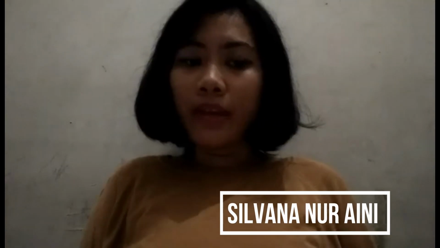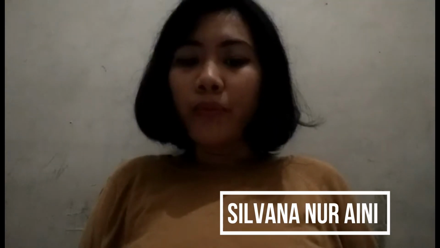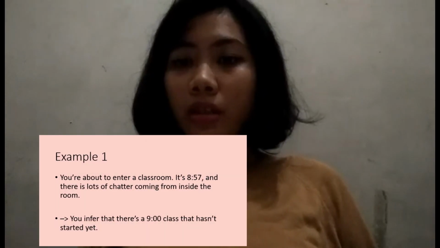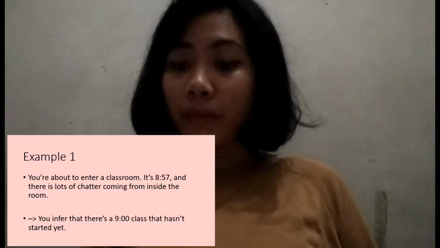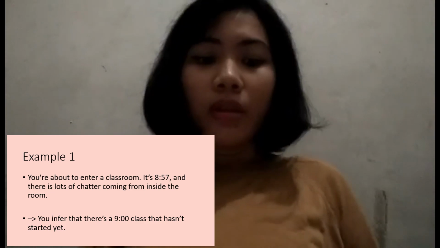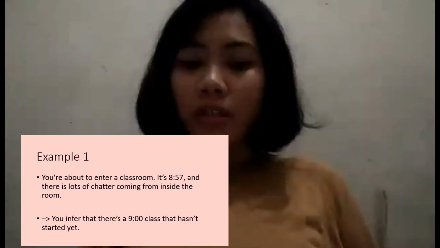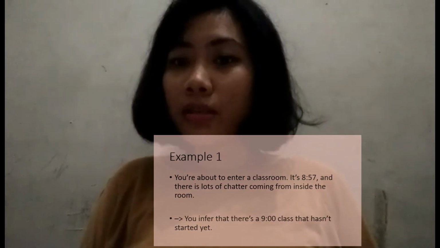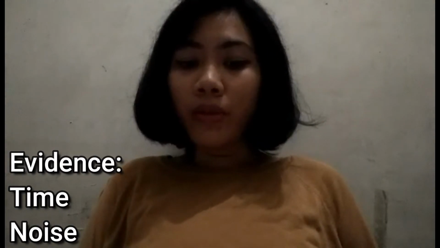The first example is, you're about to enter a room, it's 8:57 and there is a lot of chatter coming from inside the room. You infer that there is a 9 o'clock class that hasn't started yet. In this example, we have some basic evidence, the time and noise, and we can infer that the class hasn't started yet. We cannot be sure that the inference is correct, but it's reasonable to reach this conclusion.